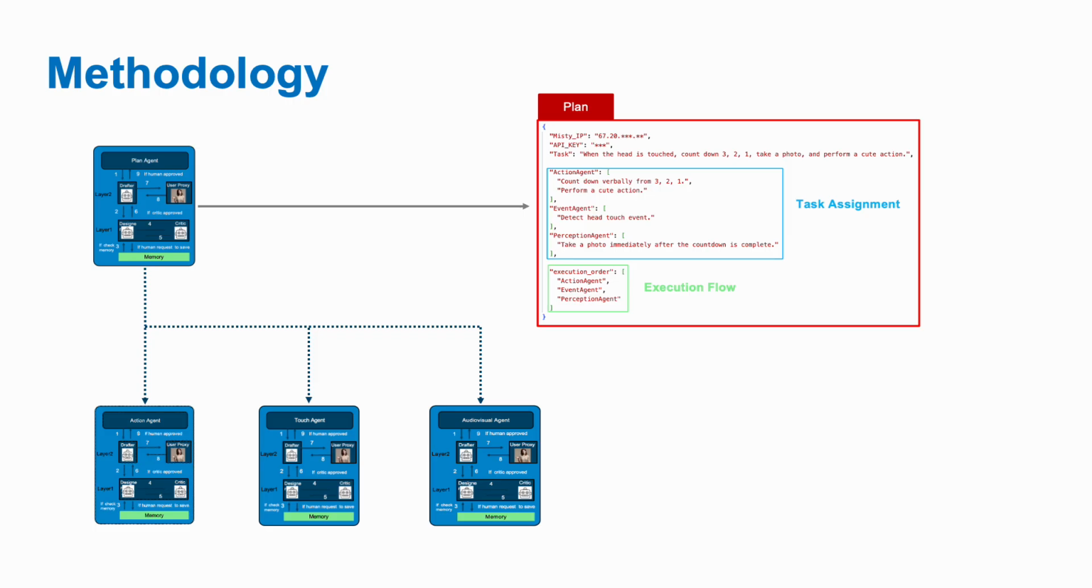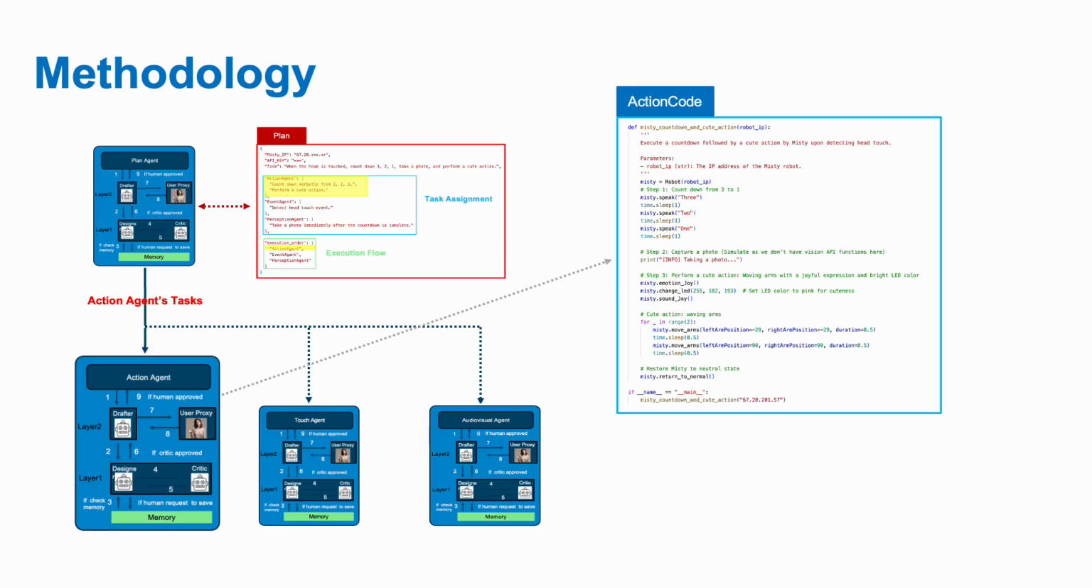Let's walk through a real example with AutoMisty's own code. The planner reads the user task, fills in any missing details, splits it into agent-specific subtasks, orders them, and hands each one to the appropriate agent for execution. Next, AutoMisty activates the agents in sequence, assigning each its designated subtask. The first to run is the action agent, which generates the Misty robot code needed to complete its part.